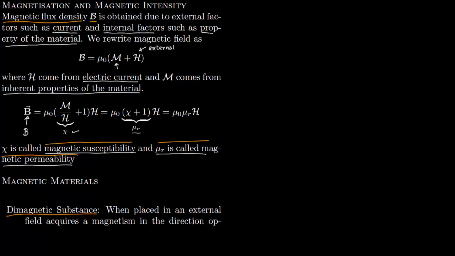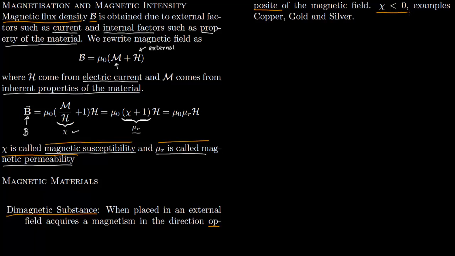When a diamagnetic substance is placed in an external magnetic field, it acquires magnetism in the opposite direction. So notice the direction is opposite to the magnetic field. That means if you place a diamagnetic substance in a magnetic field, it gets repelled by the magnetic field. The examples are copper, gold, and silver. And for such materials, chi, the magnetic susceptibility, is less than 0.